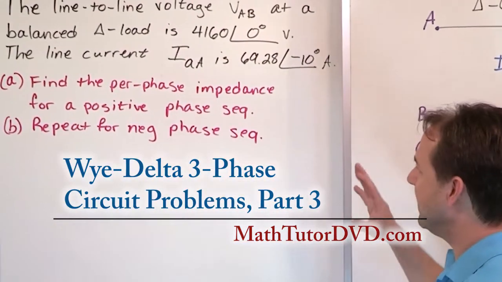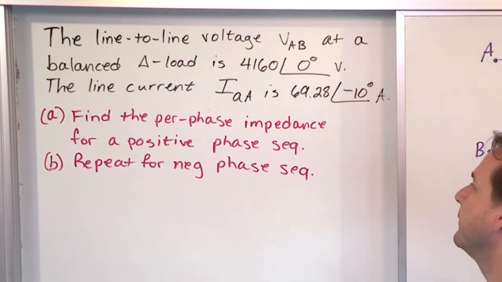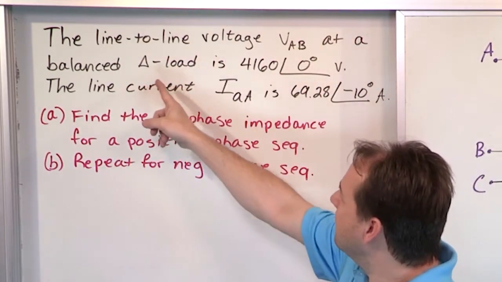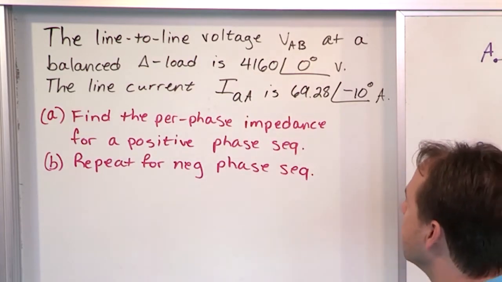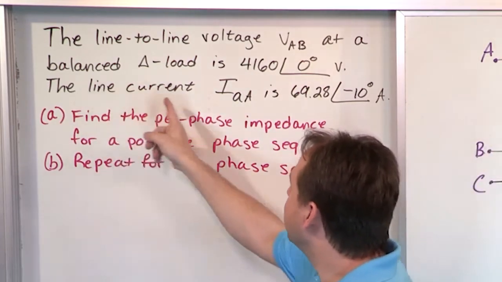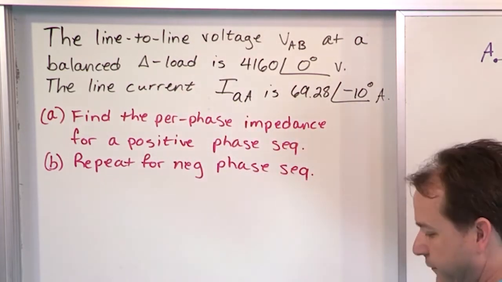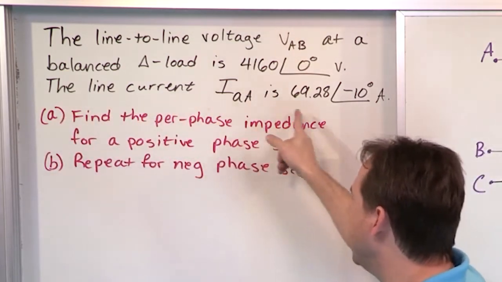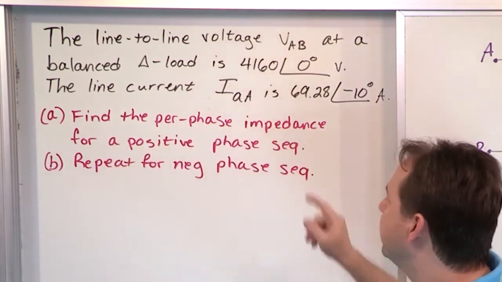And again, I wouldn't consider it a full-blown problem, but it's definitely more complicated than the last one. So we're given the line-to-line voltage VAB at a balanced three-phase load is 4160 at an angle of 0 degrees. It's telling us the line current IAA is 69.28 at an angle of negative 10 degrees. And for now, just ignore part B. We're just going to focus on part A. Find the per phase impedance for a positive phase sequence.